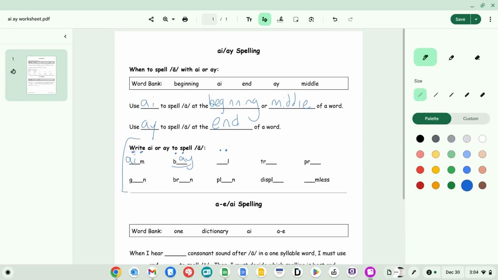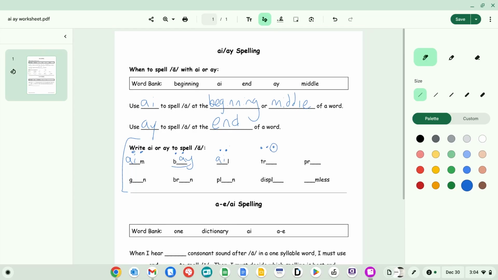The next word is ale. So it's A-L. Again, this is at the beginning of the word. So it would be A-I. The next word is tray. So it'd be T-R-A. So where do we hear that A sound?